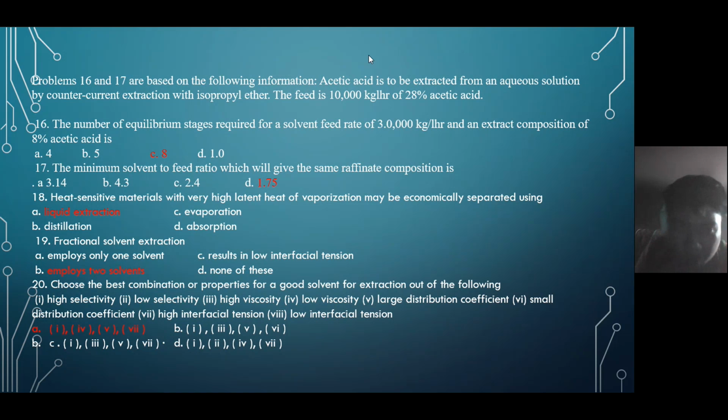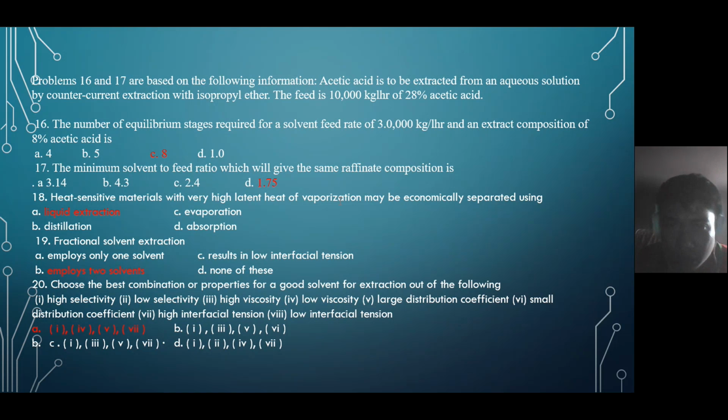So 20, the question would be, choose the best combination of properties for a good solvent for extraction of the following. 1, high selectivity. 2, low selectivity. 3, high viscosity. 4, low viscosity. 5, large distribution coefficient. 6, small distribution coefficient. 7, high interfacial tension. 8, low interfacial tension.